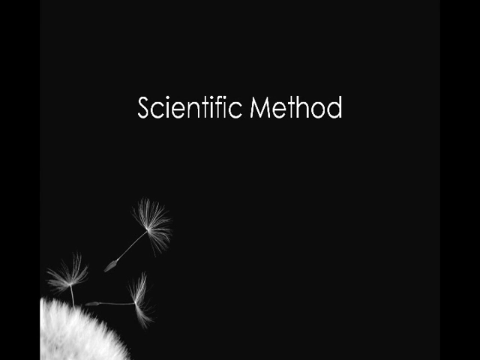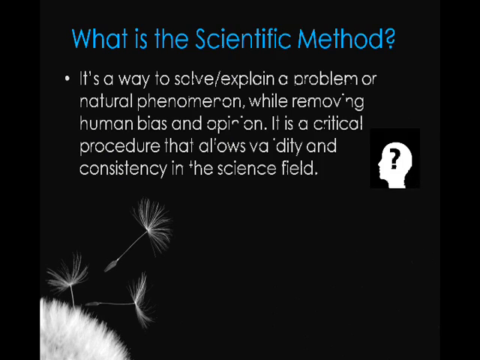Scientific method and scientific process. The scientific method is a way for scientists to solve a problem or explain a natural phenomenon. This removes human bias and opinion. So any preconceived notions that a scientist might have, or any bias toward one side or another, will hopefully be eliminated by using this process.